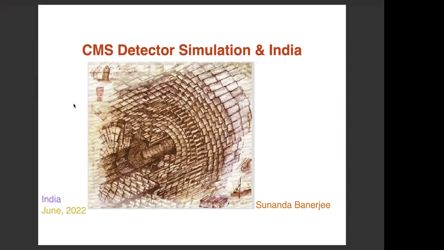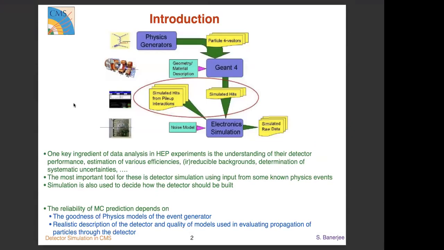Now, this is the standard flow chart of a simulation. You start with a physics generator, which provides particle four-vectors, and then they are fed into a code initiated by G4, where you put in the geometry and material description of a given detector. This gives rise to what is called hits, the interaction of the particles with the sensitive part of the detector. Then one has to go through the electronic simulation and produce the simulated raw data.